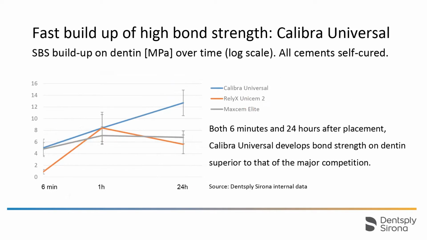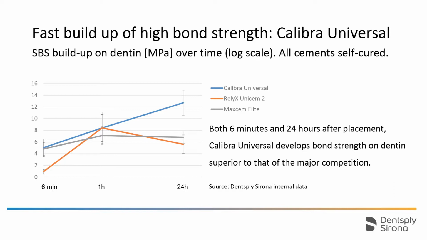The bond of self-adhesive cements without light curing develops much slower. In such scenarios, buildup of the bond strength in the long term is therefore of particular interest. How fast does the bond strength of Calibra Universal build up? Generally, bond strengths for self-adhesive resin cements are somewhat lower than those obtained with adhesive resin cements. However, compared to competitors' self-adhesive cements, Calibra Universal builds up bond strength continuously and fast.